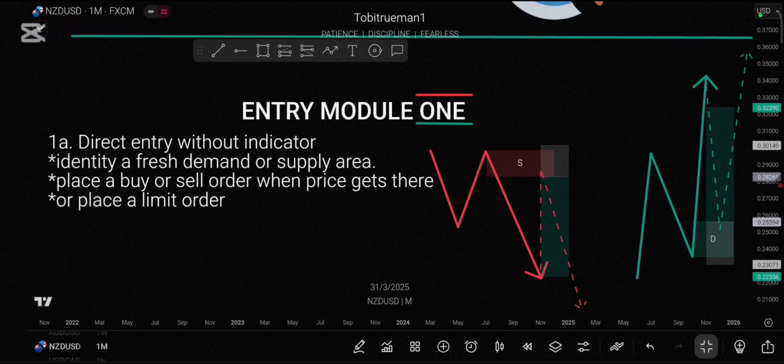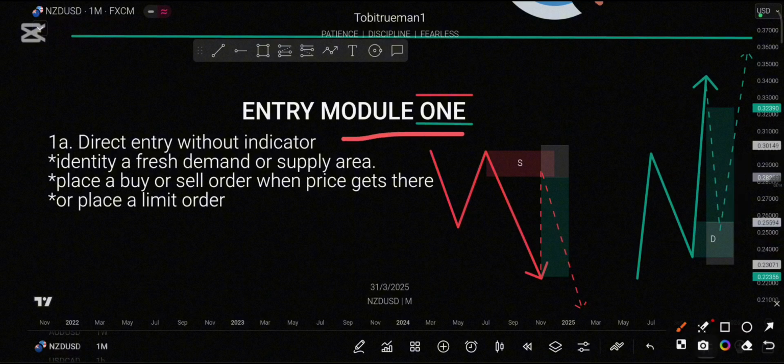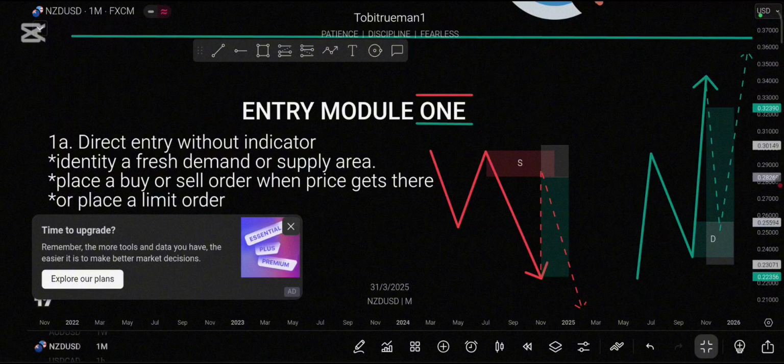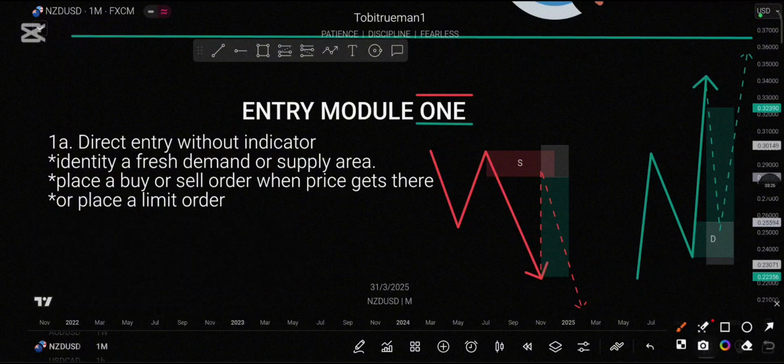So let's look at our entry module one. Entry module one, like I've explained, is a direct entry without indicator and with indicator. In this scenario, we'll be looking at direct entry without indicator. What we have to do here is first identify a fresh demand or supply area. By identify, I mean we look for a demand or supply that is still fresh, that has a fair value gap, that has space in between, like I've explained in the previous video.